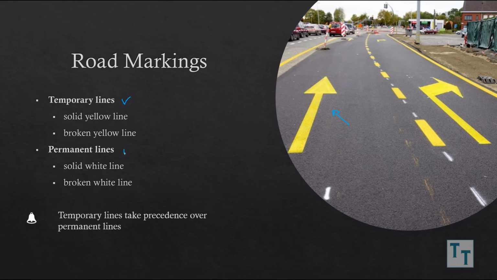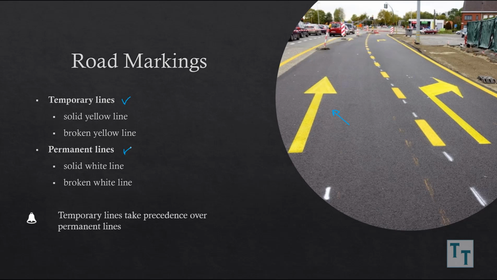Permanent lines have white color, and you have solid white lines and broken white lines. Similar to yellow lines, when you have solid white line, you are not allowed to cross the line. And when you have broken white line, you can cross the line.